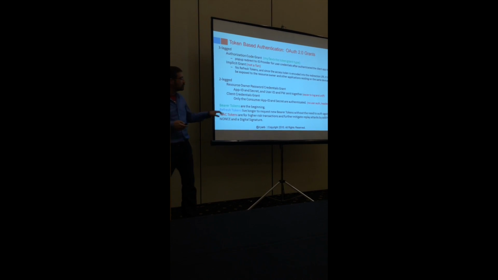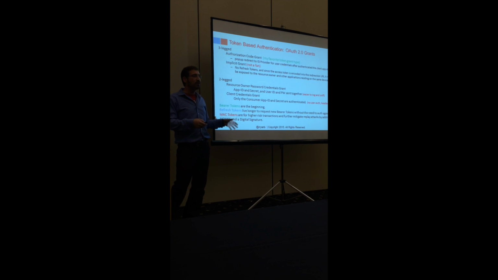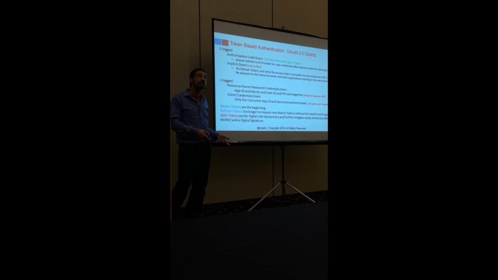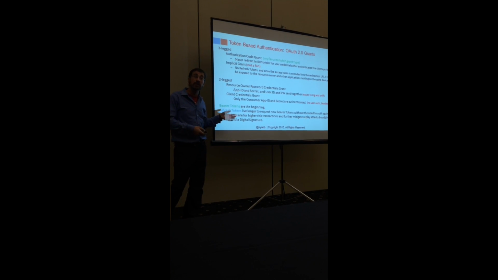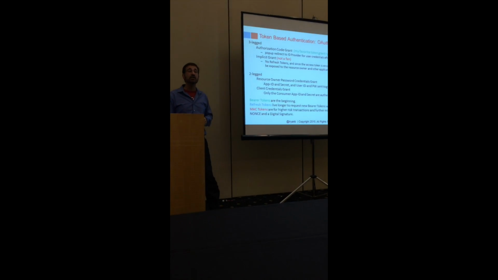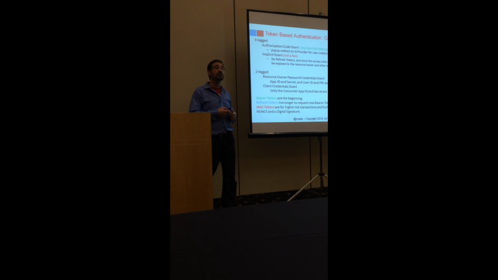So different types of tokens. Bearer tokens are the beginning, that's just a random number. Refresh tokens live longer. They're used to get another token when the bearer token expires, so the user doesn't have to type their password again, so use that for low-risk transactions like the read-only sensors we talked about at the beginning. And then for the high-risk transactions, MAC tokens, MAC is short for HMAC, hash message authentication code.